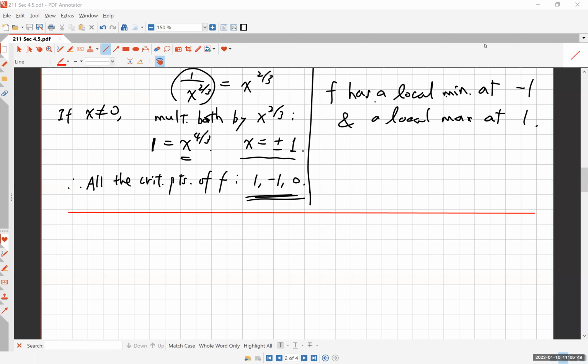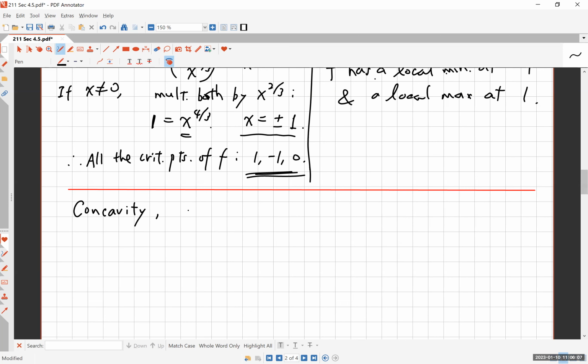All right, so we are continuing on section 4.5, and the next topic is concavity. All right, so what in the world is concavity? I already made a couple of references to this. It has to do with whether you are steering your car to the right or to the left. Also related to this idea is points of inflection.